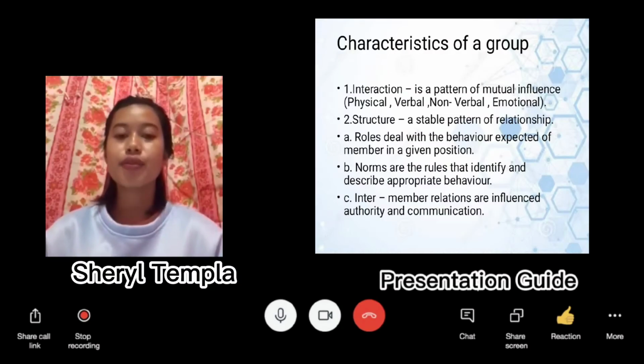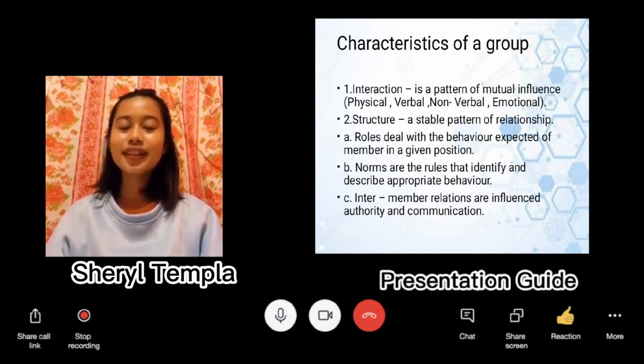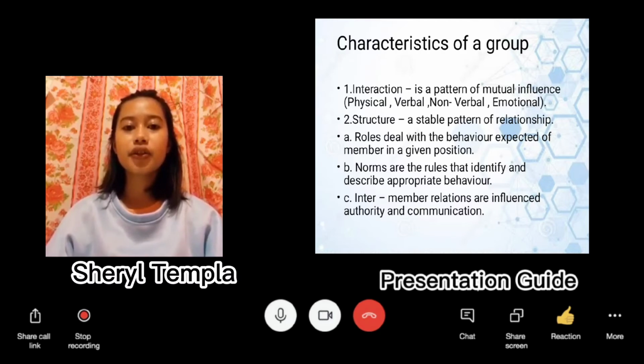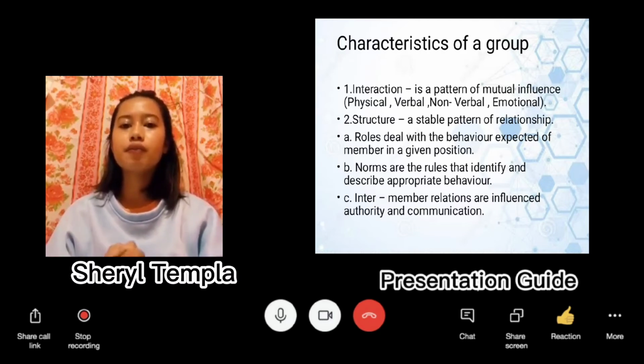So now let's proceed to the characteristics of a group. There are 6 characteristics of a group. First is interaction. Interaction is a pattern of mutual influence. There is physical, verbal, non-verbal, emotional.